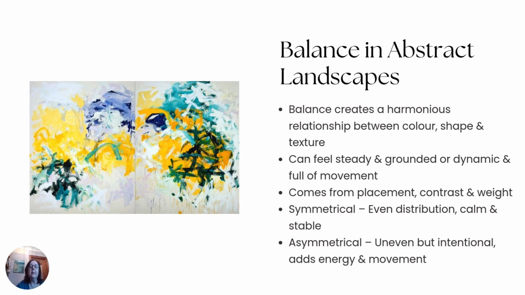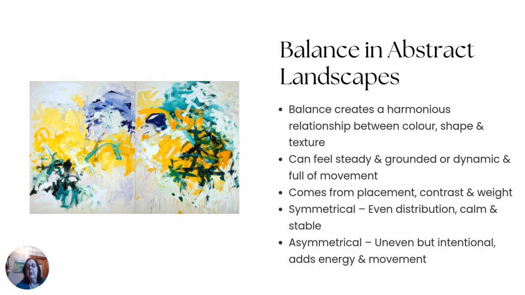There are different ways balance can work in a painting. Symmetrical balance happens when elements are evenly distributed. This creates a sense of calm and order. Think of a horizon line splitting a painting equally, or colours mirrored on both sides. This kind of structure makes a piece feel stable and controlled. However, a perfectly symmetrical composition can feel static or overly balanced, lacking the natural movement that gives a painting energy.